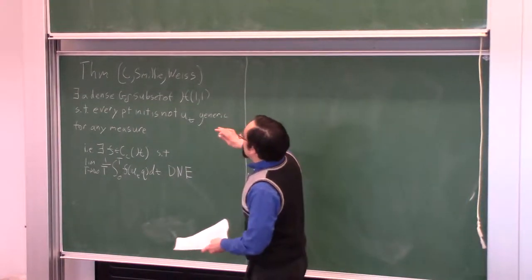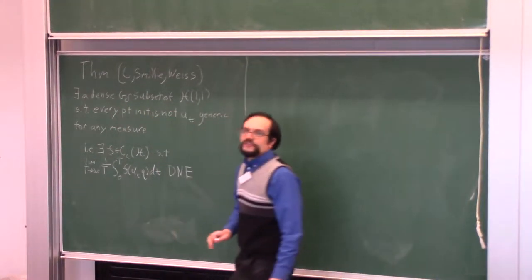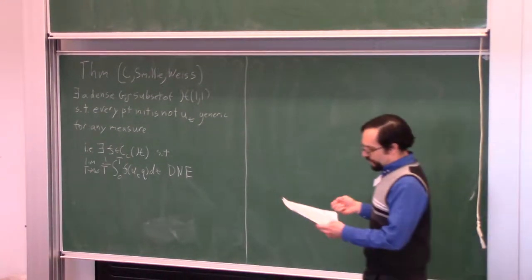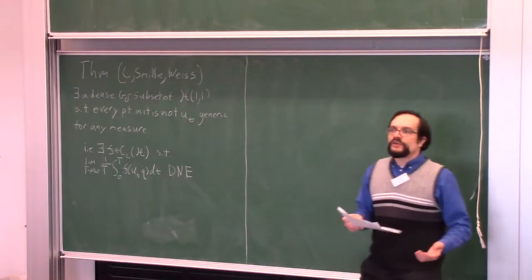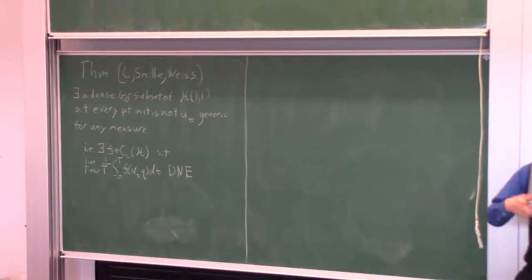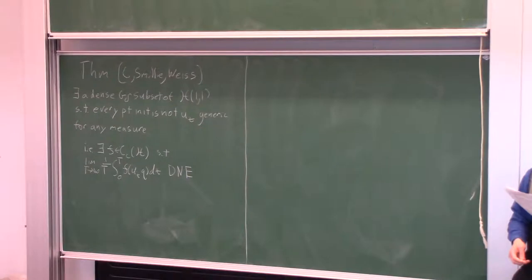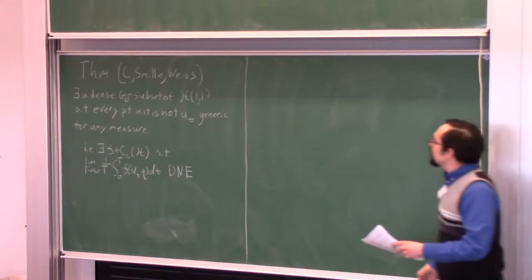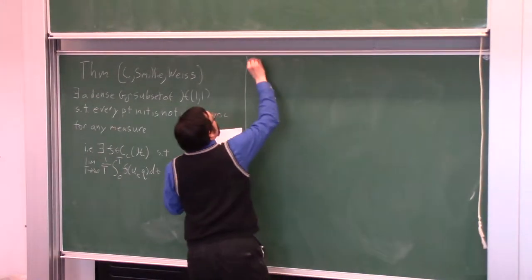Our main tool, as might be suggested by the words dense G delta, is the Baire category theorem. So we're going to do a Baire category argument, and a lot of our strategy will be based on rather straightforward continuity arguments. And our proof relies on some basic properties of the spiky fish. So I'm going to make a definition.